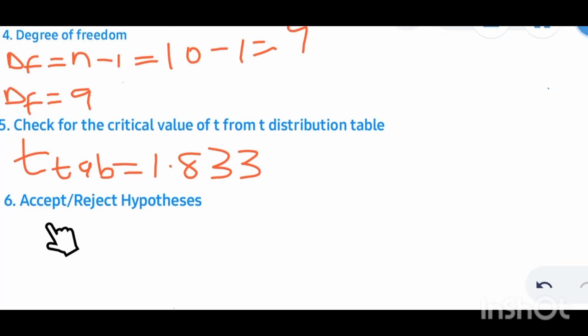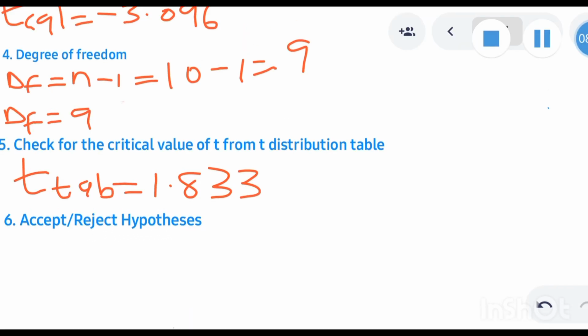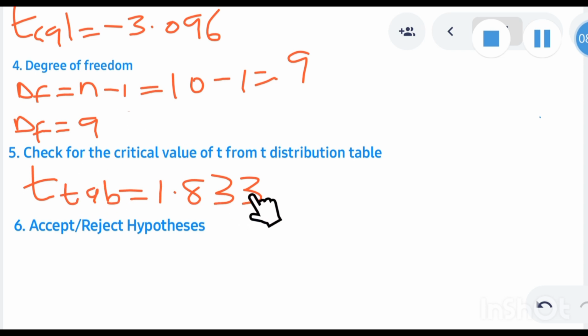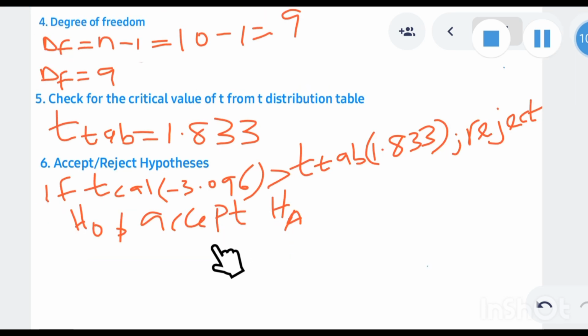So the next step says accept or reject the hypothesis. Accepting or rejecting the null hypothesis solely depends on t calculated and t tabulated. Looking at the value of our t calculated, we can see that t calculated is greater than t tabulated, neglecting the negative sign. T tabulated is 1.833, and 3.096 is greater than 1.833. So we reject the null and accept the alternative. So here we accept HA.